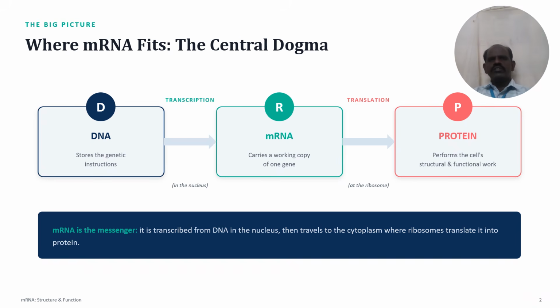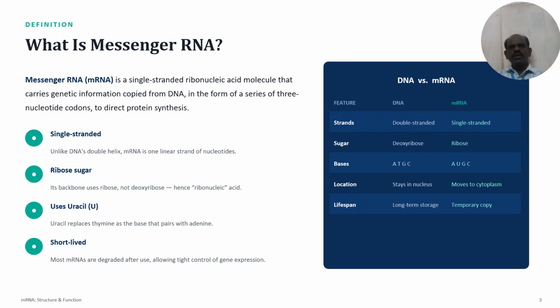Where the mRNA fits: the central dogma. The DNA is transcribed into mRNA and mRNA is translated into protein. So it is transcribed from DNA in the nucleus, then travels to the cytoplasm where ribosomes translate it into protein.